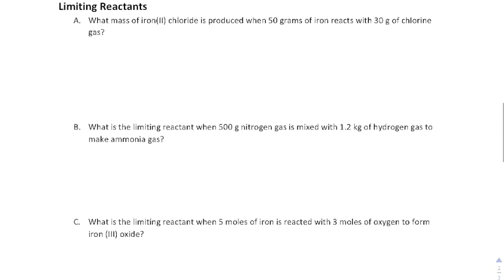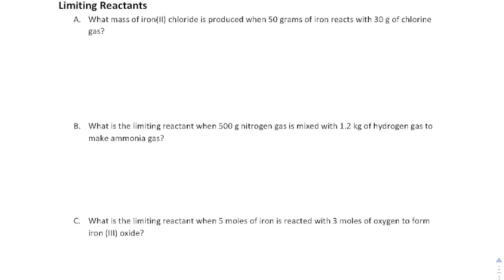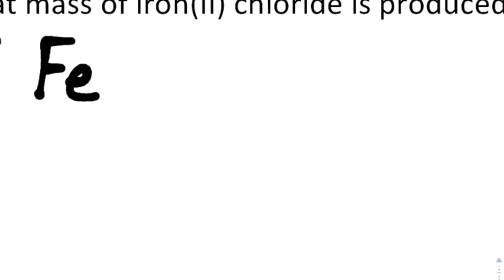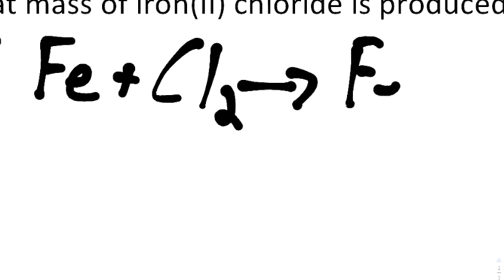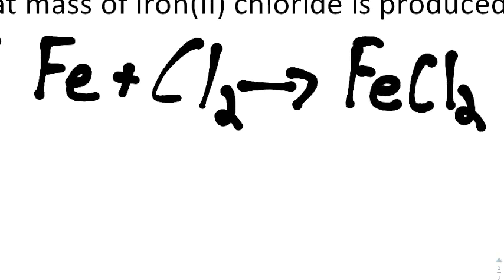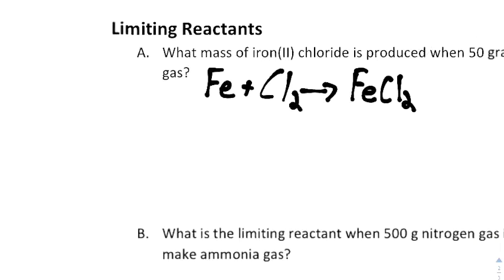Moving on to limiting reactant, it says what mass of iron(II) chloride is produced when 50 grams of iron reacts with 30 grams of chlorine gas. So first thing we need anytime we're working in stoichiometry is a balanced chemical equation. This is iron, which is Fe, reacting with chlorine, which is Cl2, and it produces iron(II) chloride, which is FeCl2. Okay, there's our chemical equation. It's already balanced, so all of our coefficients are 1.